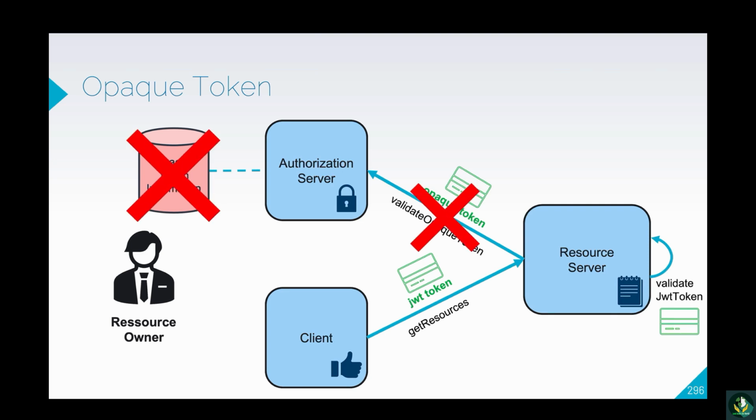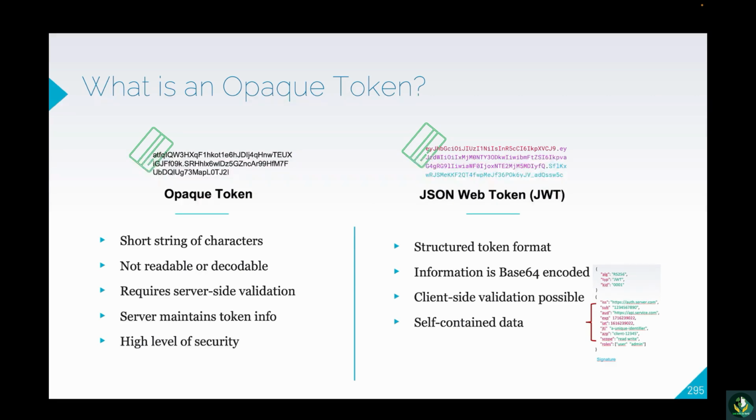This local validation can make the process more efficient. Self-contained data. Unlike opaque tokens, JWTs carry the information they need to operate within the token itself. This includes details like the user's identity, the permissions granted, and the token's expiration time. You can decide which information to include based on your security requirements.